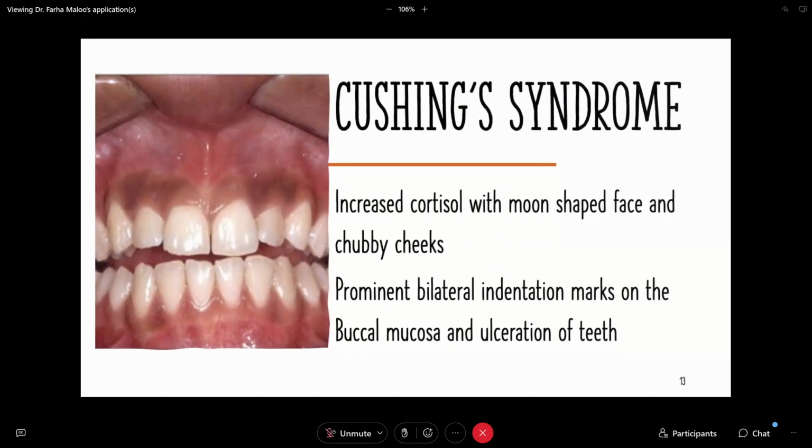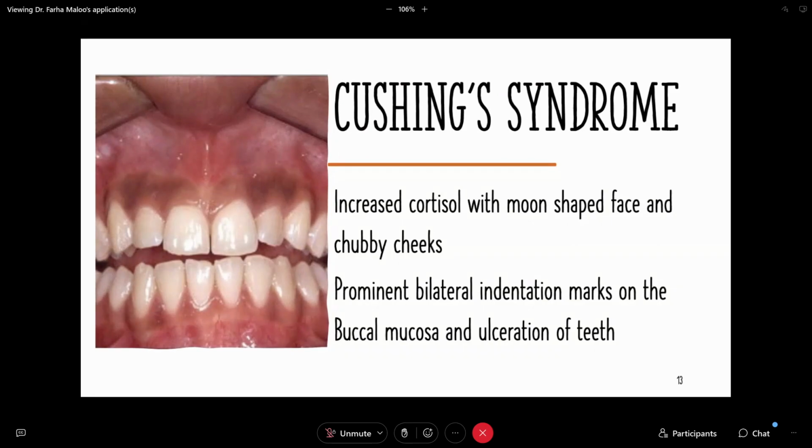Now, Cushing syndrome is because of the increased cortisol levels. This results in moon-shaped faces and chubby cheeks. Cushing syndrome will present as prominent bilateral indentation marks on the buccal mucosa and severe ulceration of the teeth.